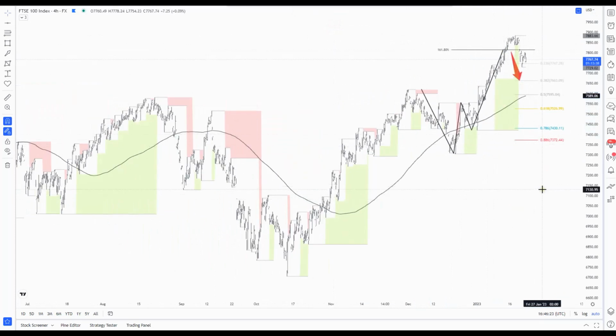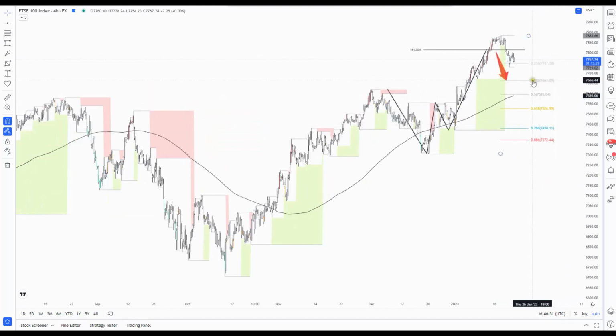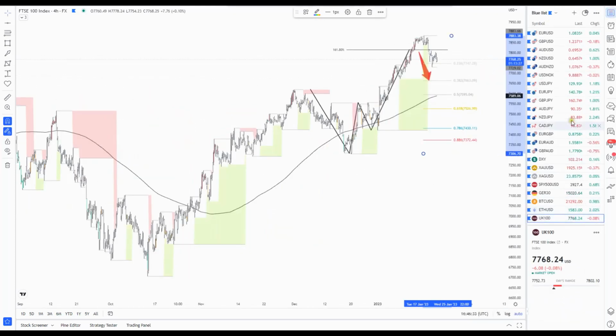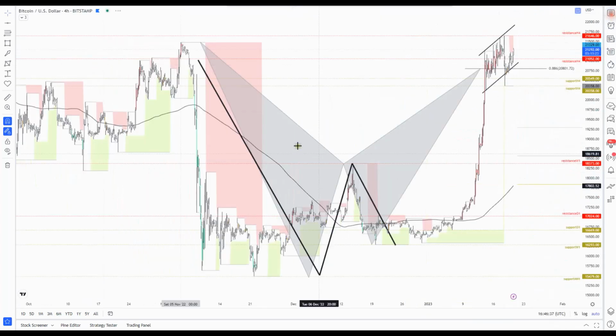I do expect the FTSE, very similar to the German DAX, to trade a few points lower, at least to the 38% Fibonacci retracement level. So let's finish with Bitcoin and Ethereum.